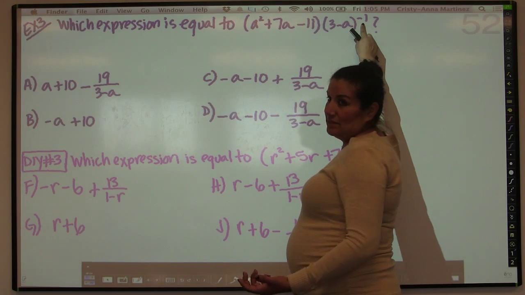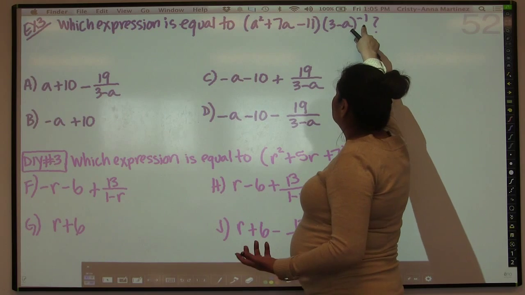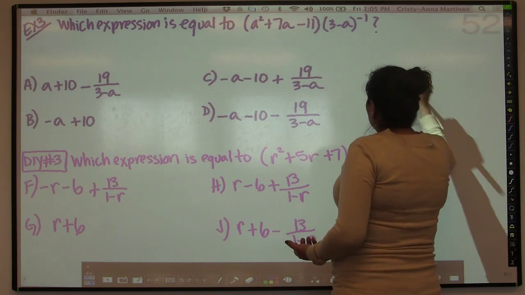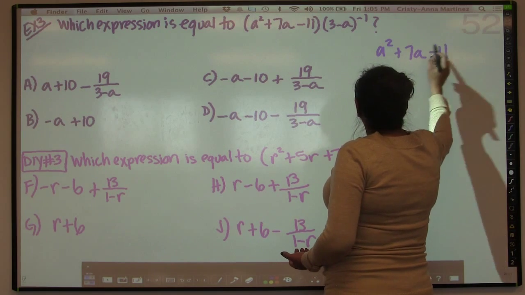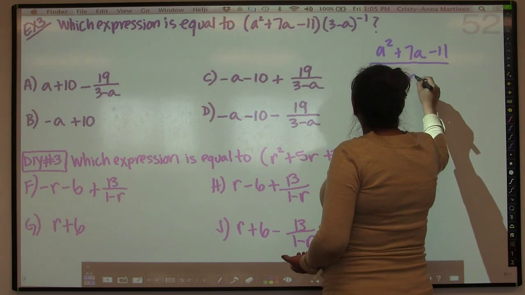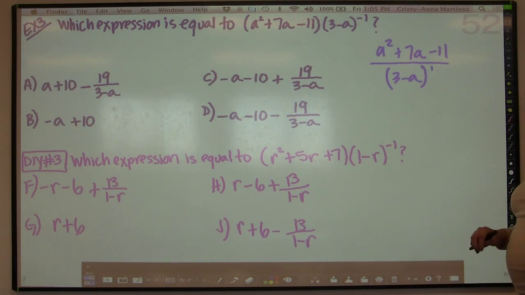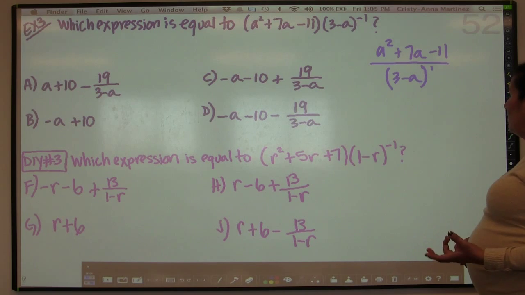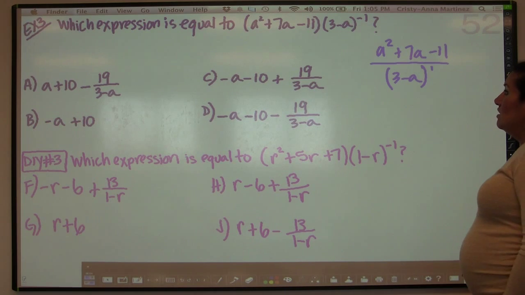We know from the previous lesson that when you have a negative exponent, you have to reciprocate it. So basically, I could rewrite this as a squared plus 7a minus 11 over 3 minus a to the positive 1 power. And now it looks like a division problem, where I'm taking a squared plus 7a minus 11 and dividing it by 3 minus a. So at this point, we need to do our division to figure this out.